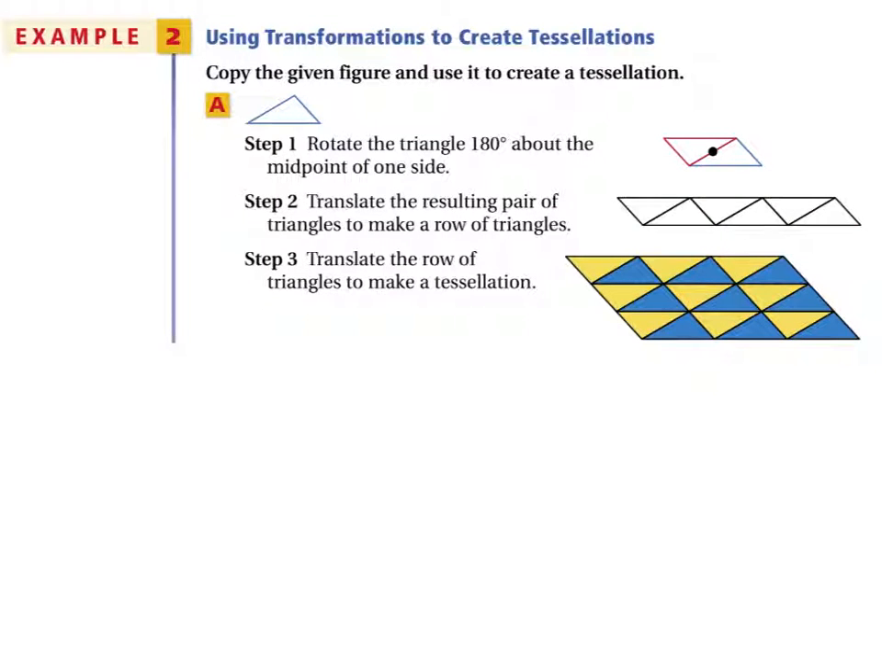In example 2, we're going to use transformations to create tessellations. So, in A, you can see we have a triangle. If we take the triangle and rotate it 180 degrees about the midpoint of one side, look what I did. Now I translate this exact figure to the right, and I make a row of triangles. Then I can translate the entire row, and I have made a tessellation.